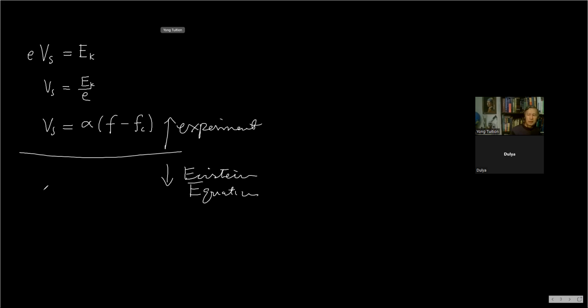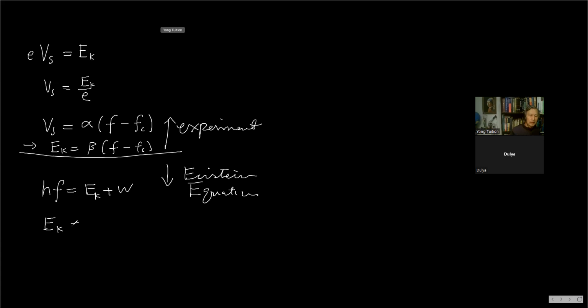So basically, the Einstein equation says that the photon energy can be written as the sum of kinetic energy plus the work function, right? So if we just solve for this kinetic energy. And by the way, there's only a difference in this E. So we can argue that the kinetic energy can be equal to, let's call it beta, just a different coefficient. Can you see that? So that is from experiment.